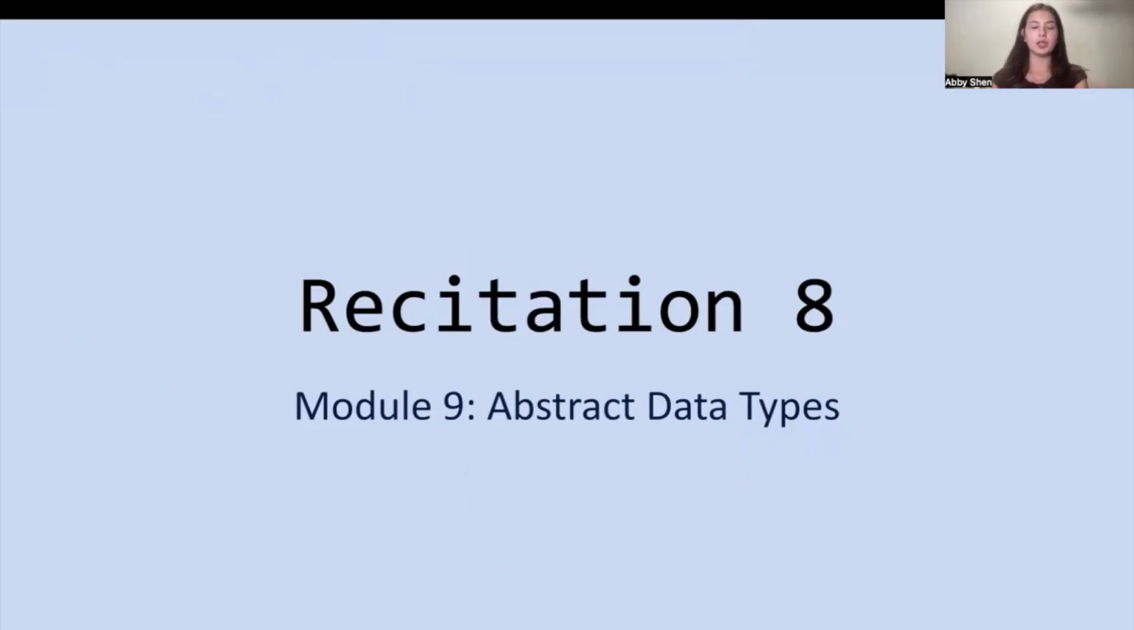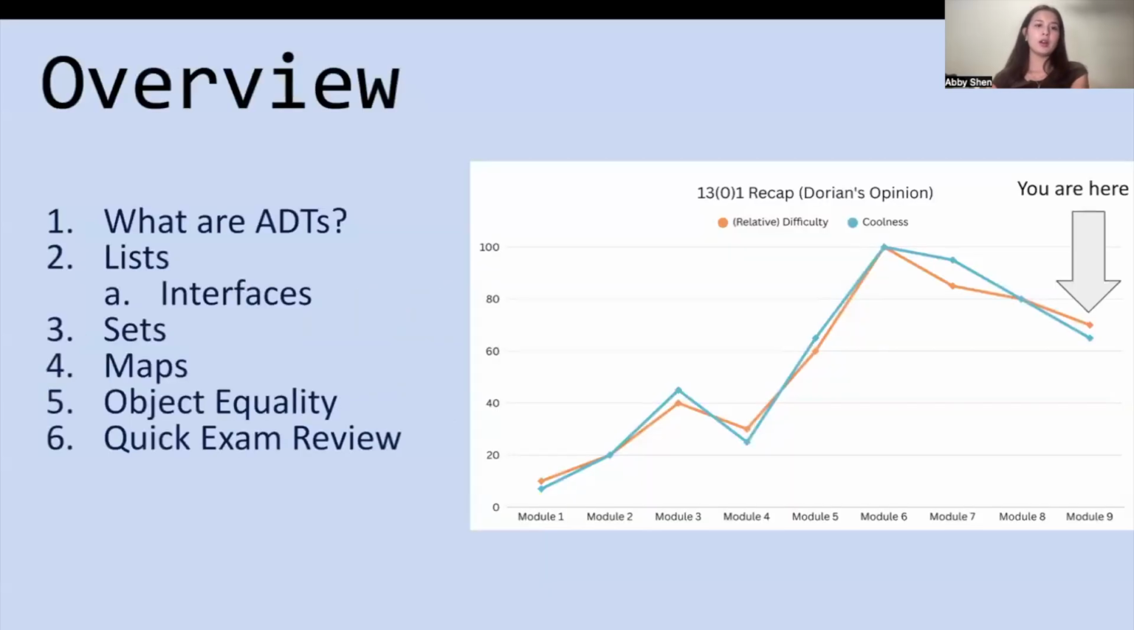Today we'll be going over Module 9, which is Abstract Data Types, and we'll also do a little bit of a review for Exam 3. To give an overview of the contents of this recitation, we'll start with what are Abstract Data Types, or ADTs. Then we'll start with lists, and that will also cover interfaces, since lists are interfaces. And then we'll cover sets and maps. After we cover those three abstract data types, we'll go through object equality, so checking that two objects are equal, and then we'll end with some exam review.